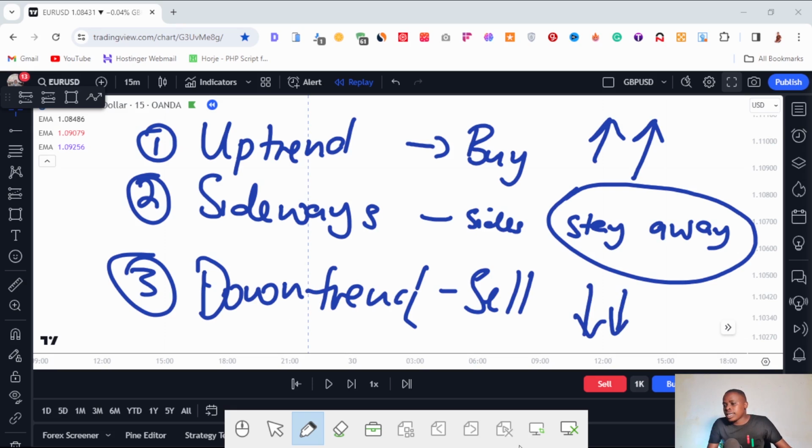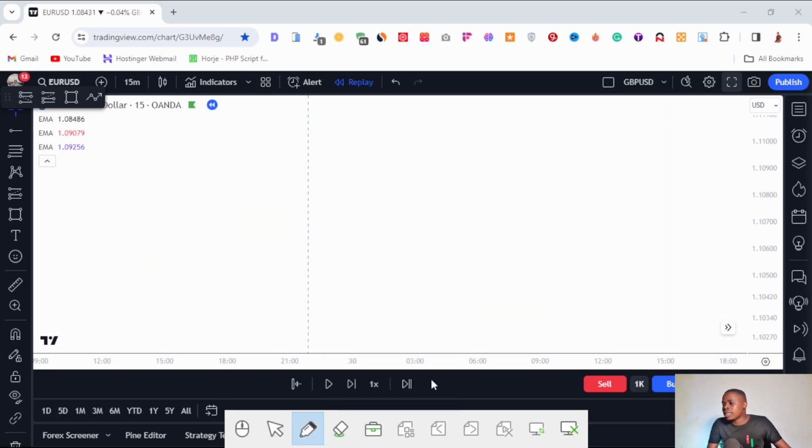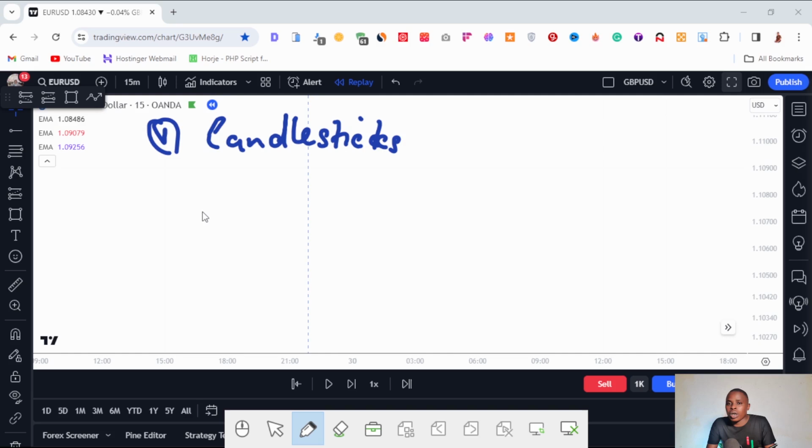So I said, how do you understand where the market is going? Number one, you can use candlesticks, right? When you see a huge green candlestick or two consecutive green candlesticks, there's a chance that the third candle is going to be also a green candlestick. So this market is trending for a short term.